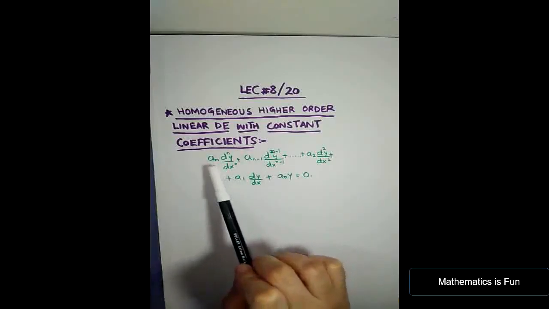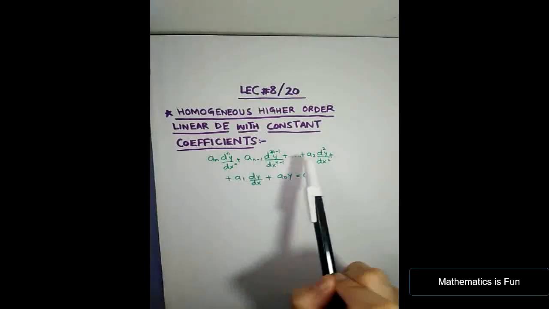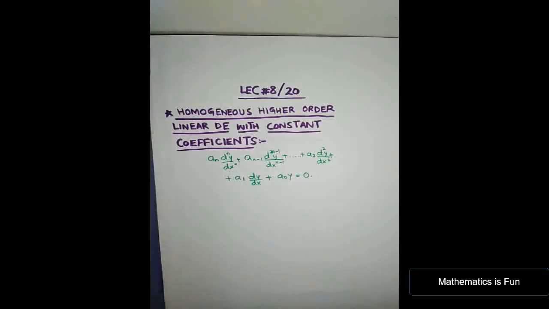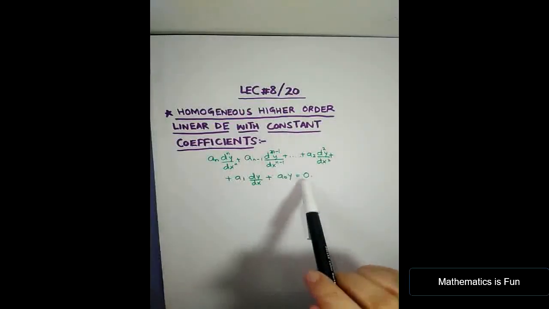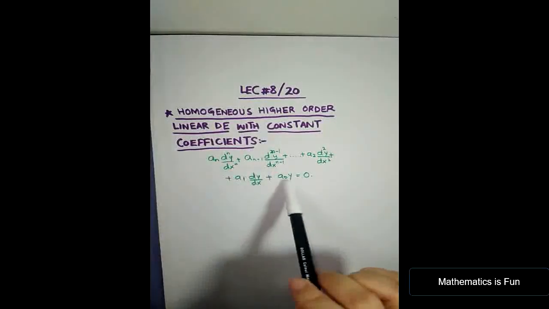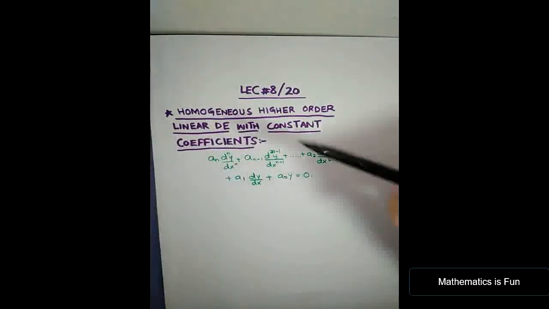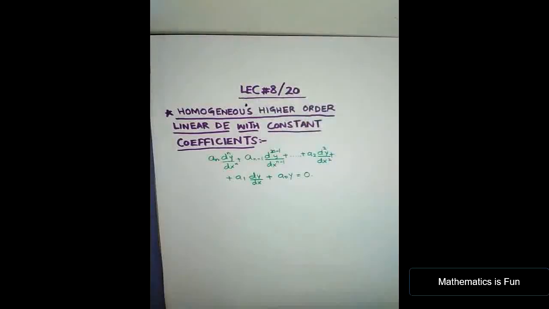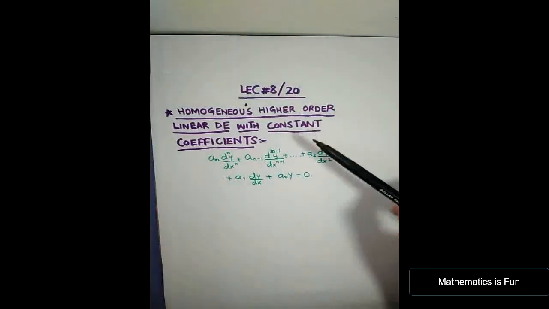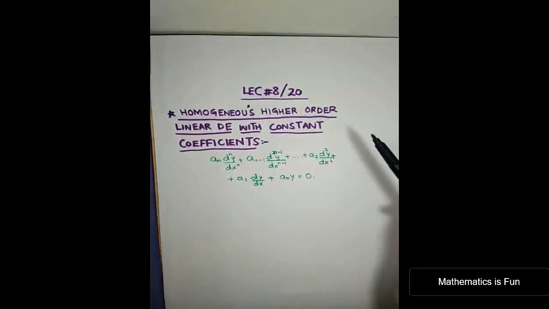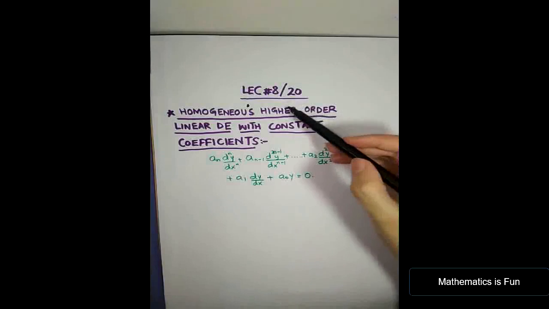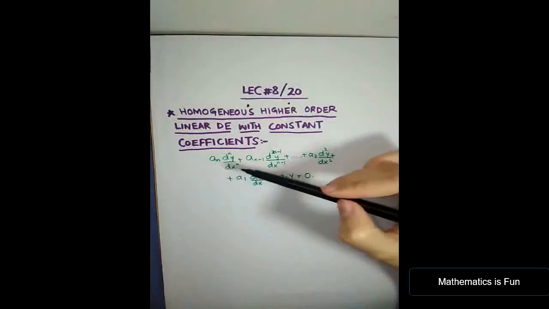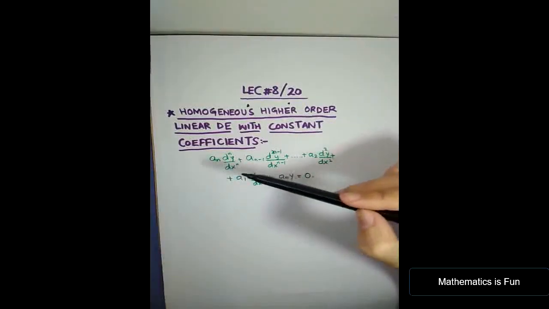So these, a_(n-1), a2, a1, a naught, are all coefficients, and the equation is equal to 0, which means this differential equation is homogeneous. Higher order means we are dealing with more than first order derivatives, so it relates to this generalized form, n.